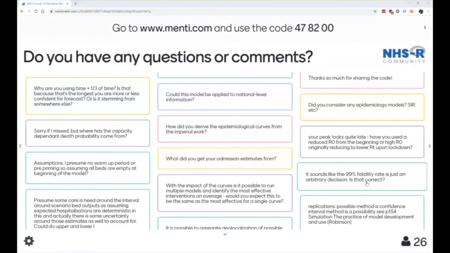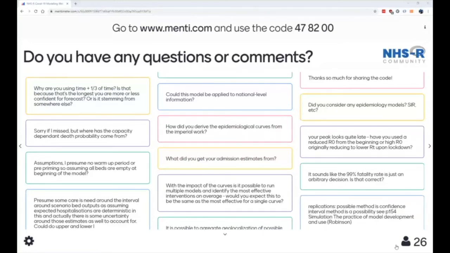Great, and I think possibly it ties into this question if I jump across a little bit. It sounds like the 99% fatality rate is just an arbitrary decision. Is that correct? Yeah, I think that's the same question and probably the same answer, really. Brilliant, thanks. Okay, so how did you derive the epidemiological curves from the Imperial work?